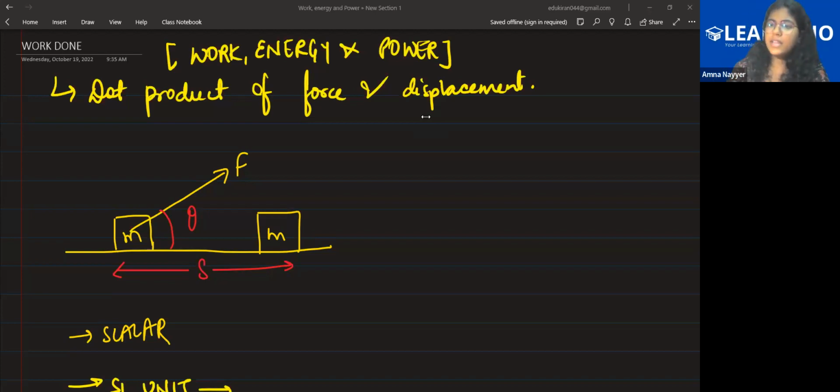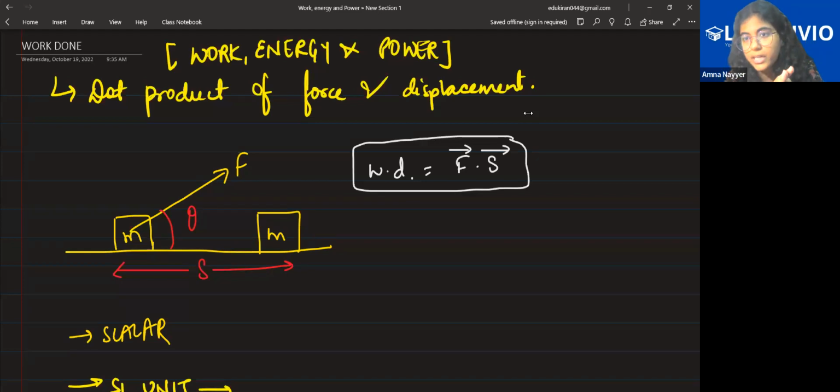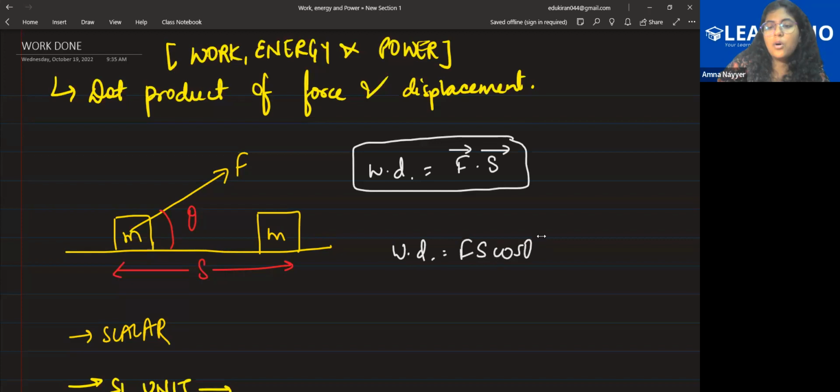So work done's formula is very simple. Work done is equal to F dot S. Force is a vector quantity, displacement is a vector quantity, but we have studied in dot product that dot product always gives us a scalar quantity. So though work done is the dot product of force and displacement, it will give us a scalar quantity. Work done is a scalar quantity. When you expand it, work done is equal to F s cos theta.